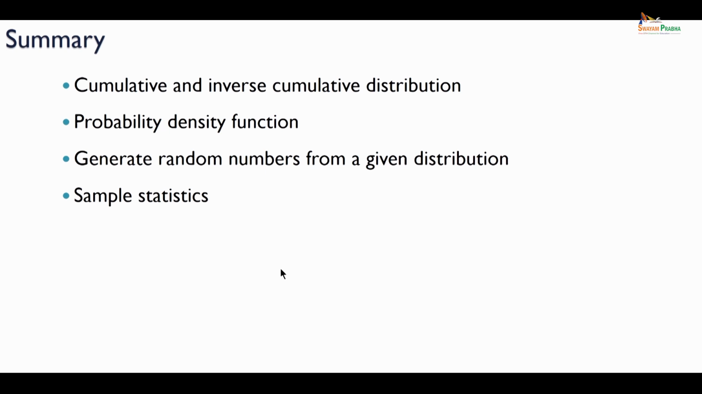To summarize, in this lecture we saw for a normal distribution how to get the cumulative and inverse cumulative distribution using p norm and q norm. We also saw how to get a probability density function using the function d norm. We also saw how to generate random numbers from a normal distribution using the function r norm. We also looked at some of the sample statistics by varying the sample size, and we saw how the sample value coincides with the true value for a higher sample number.